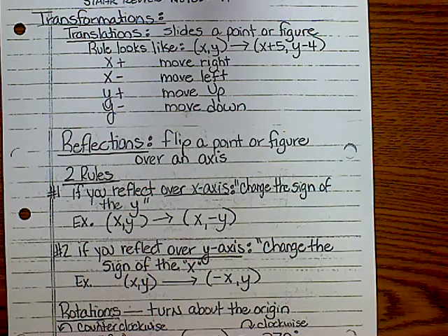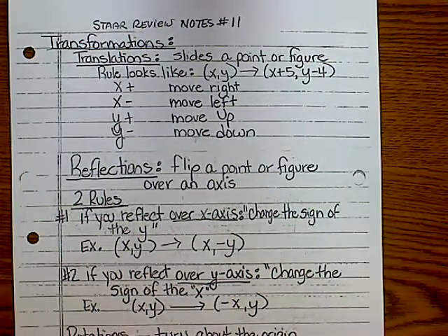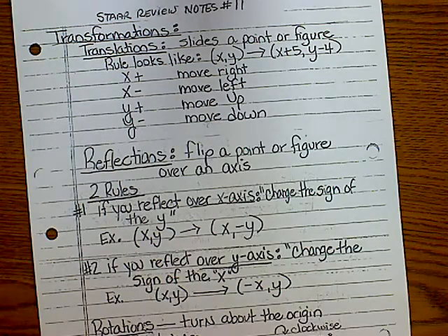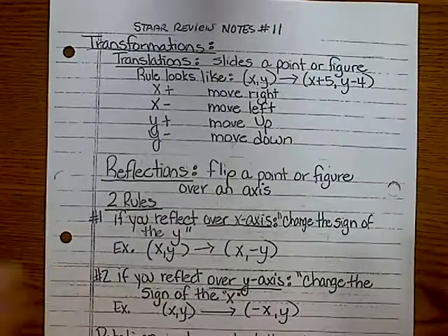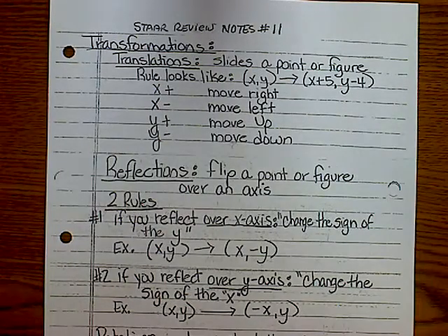Last STAAR review. This is going to be short and sweet. For some reason, we are not getting transformations, dilations, rotations, and then we have a little bit of miscellaneous, okay? So, transformations. Transformations is the big category, but there are translations, reflections, rotations, and dilations. Underneath that, they are like subcategories.